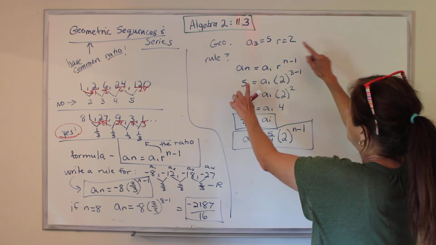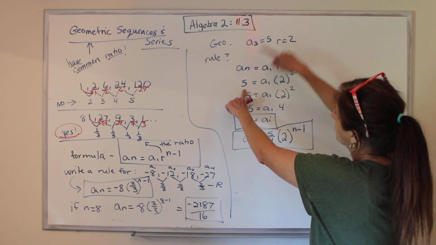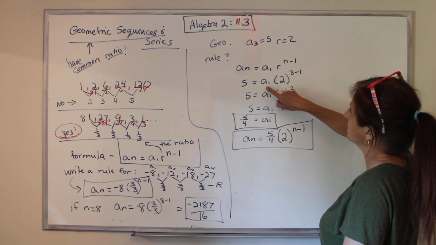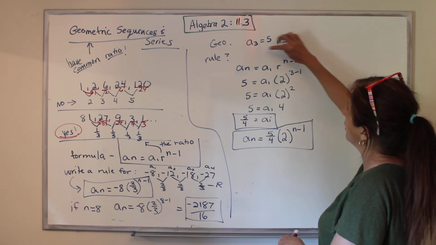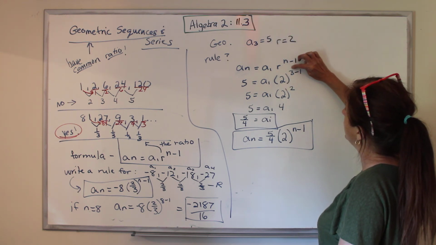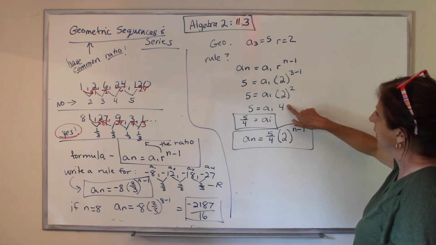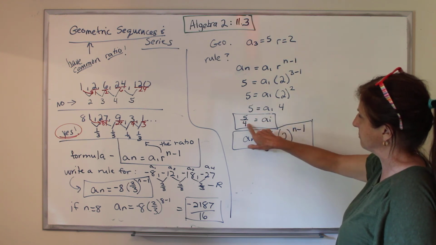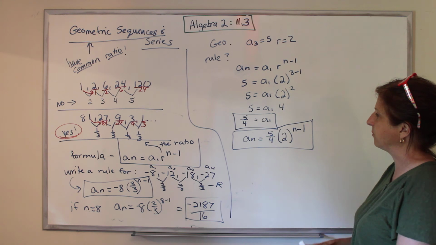So for our third one, we're going to put 5. Our first one, we don't know what that is, so we're going to solve for that. Our ratio is 2, and then our number here, 3 minus 1. 3 minus 1 is 2, 2 squared is 4. Why is a sub 1 not alone? It's being multiplied by 4, divide both sides by 4. So the first term is 5/4.